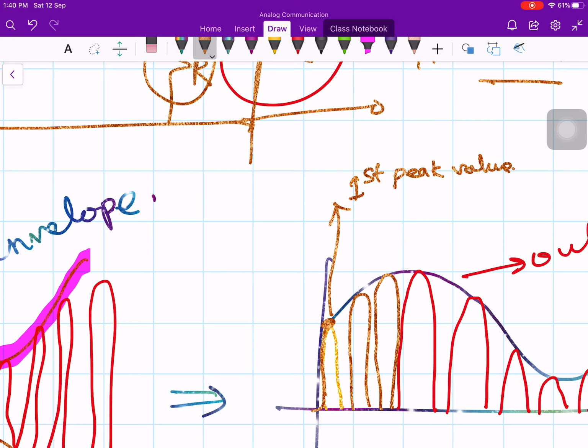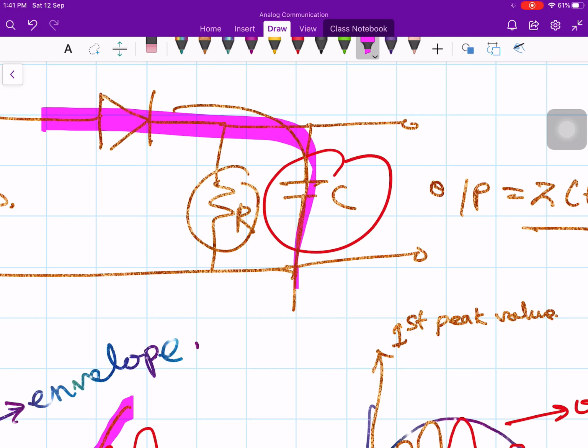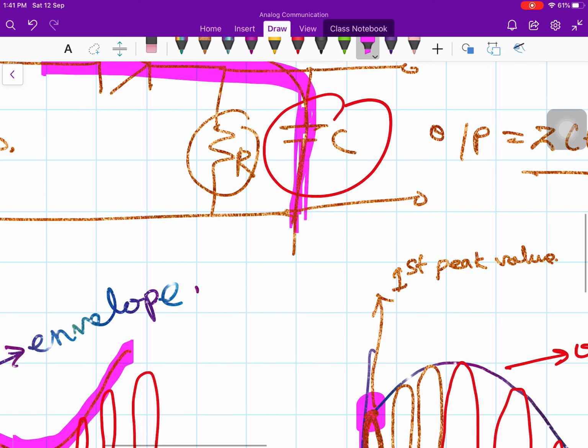So during the positive half cycle, the capacitor charges to its peak value, the peak value of the positive half cycle. As I said, initially the charge was 0, so it starts from 0 and keeps on charging and reaches the maximum value. Actually the charging time constant will be very small because there is no resistor in this path. So it charges through this path. Let us assume that it follows the carrier and the charge is like this.